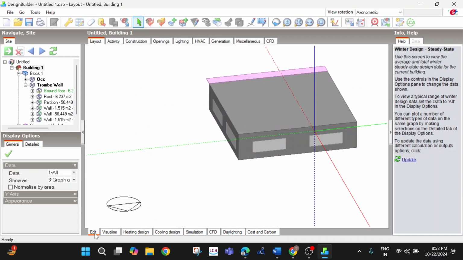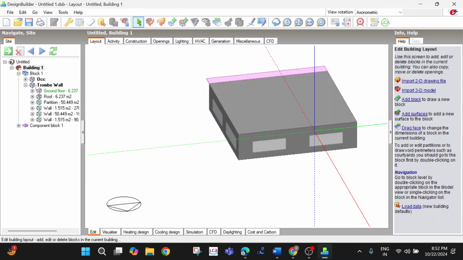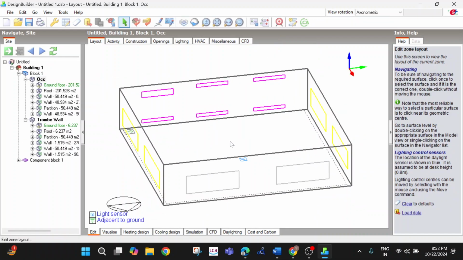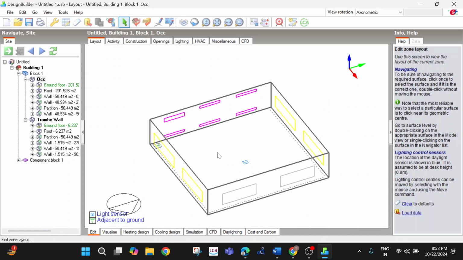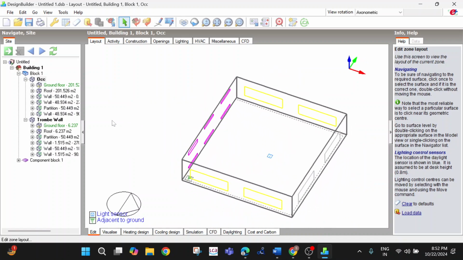But due to the construction of the trombe wall, if I look at the occupancy level, I will now be simulating it for the area where the occupants are. So not for the whole building, I have dedicated one area for the trombe wall, and I am now looking at how much heating requirement there is for my occupant. And similarly I will be simulating it.